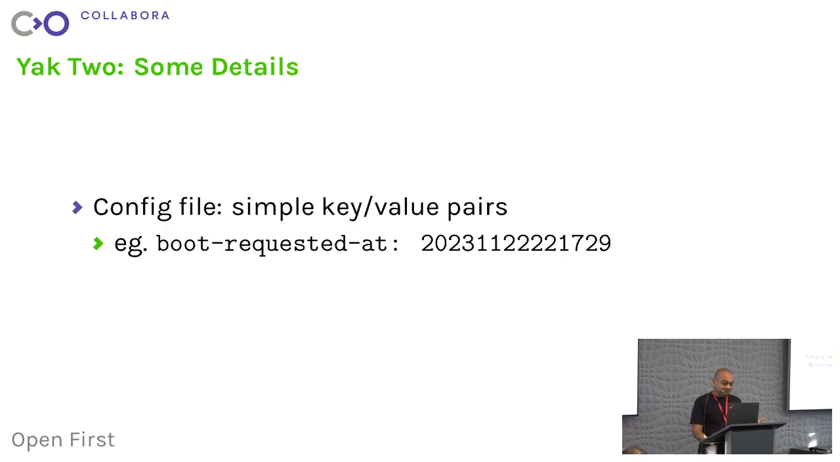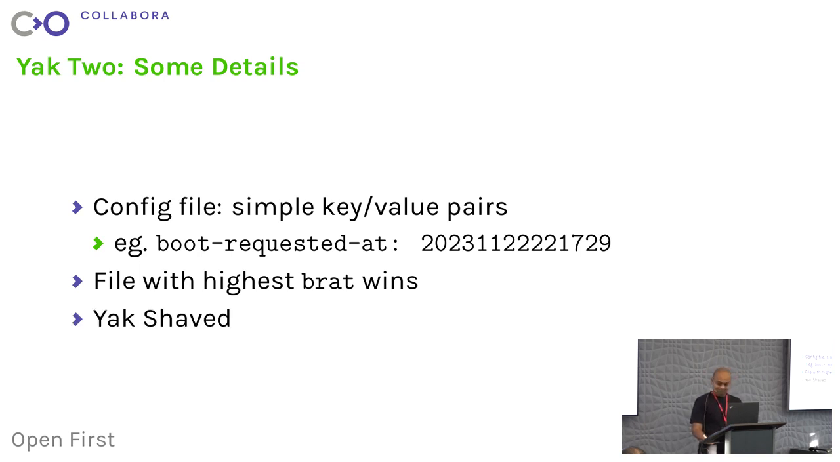Let's do that. And we designed a config file, which has various simple key value pairs. The important one that we ended up on was boot requested at, which is basically recording the time that this partition set was requested to be booted. And we have a config file per image, and the file with the highest boot requested at wins, which means the last one that requested to be booted boots. That's good enough for the demo, so yak shaved.